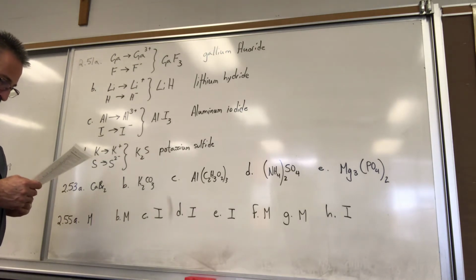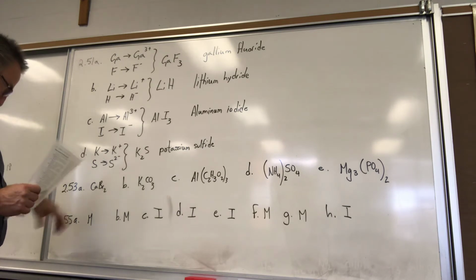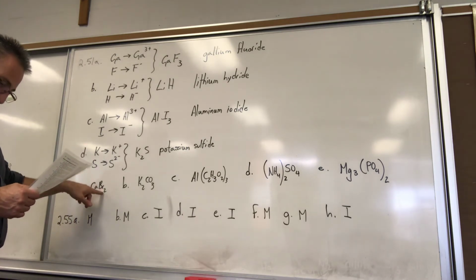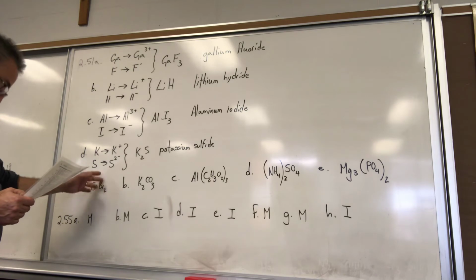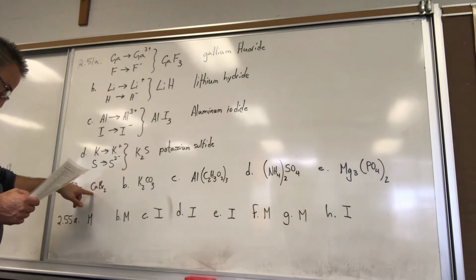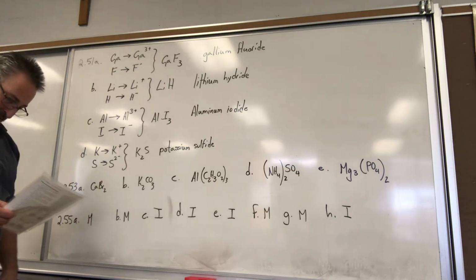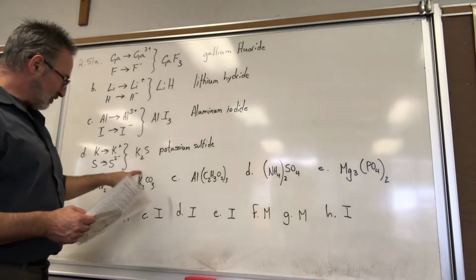Predict the chemical formula for the ionic compounds formed by calcium ion, 2+, and bromide anions, which are -1. So you're going to have 2 of the bromides and 1 calcium, so you get calcium bromide. The second example, you have a +1 for potassium.